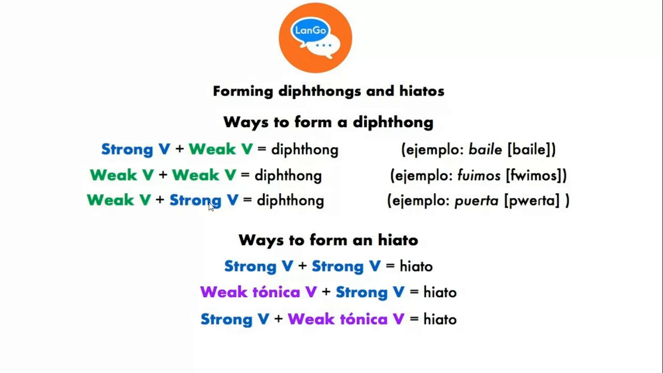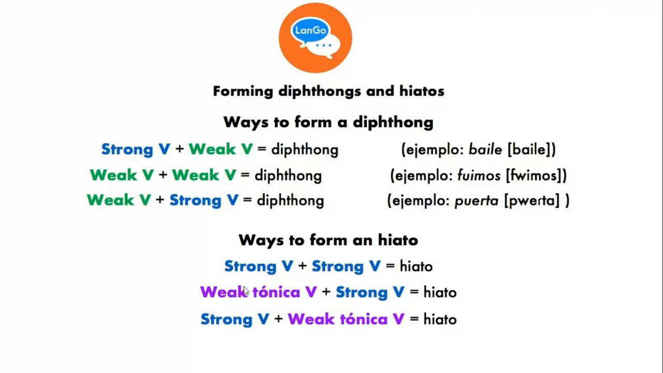And a weak and a strong. So whereas this was AI, strong, weak, this will be weak, strong. Weak U, strong E. Puerta. And it's a gliding sound. Now, if you happen to have a different type of scenario with vowels, like if I have two strong ones together, and we'll go over that in a little bit, you can't form a diphthong. It forms a hiatus, or it splits them up. It's sort of like a stop. They get into separate syllables.